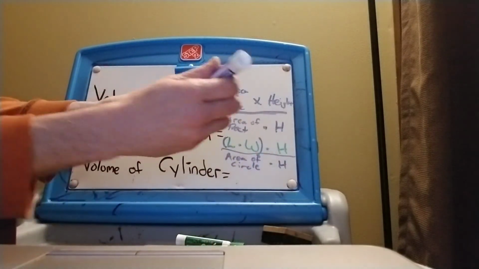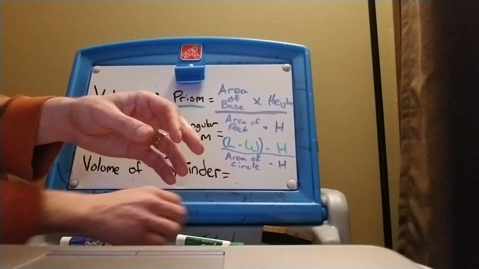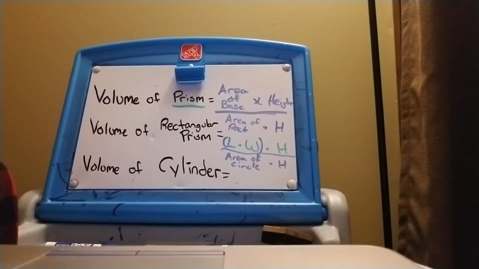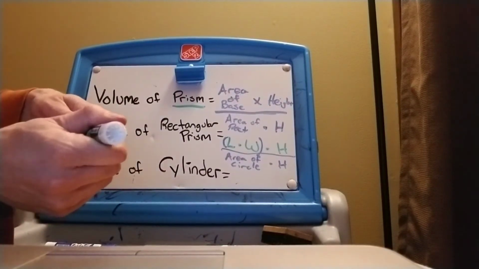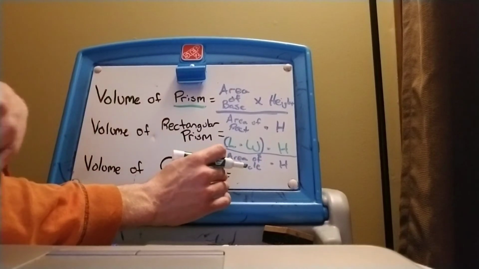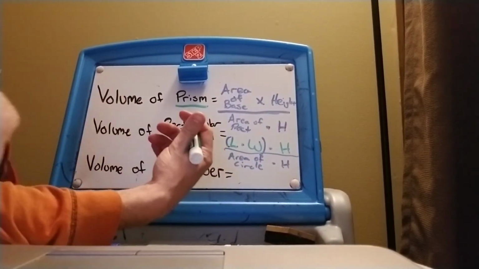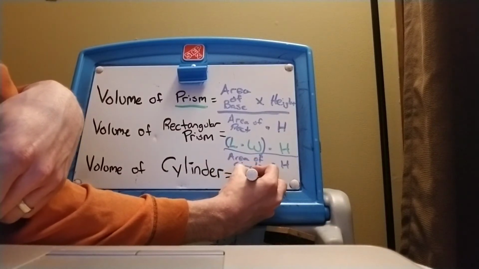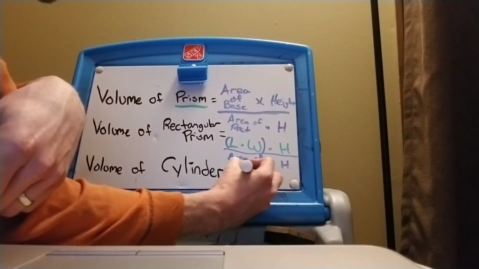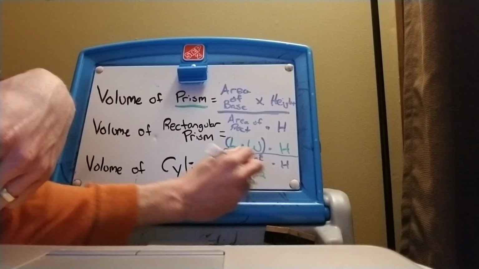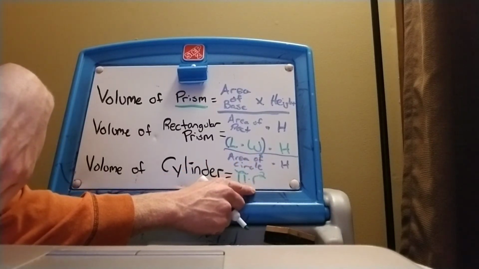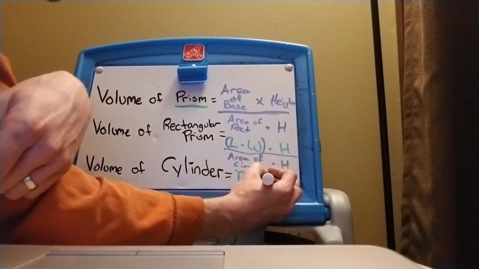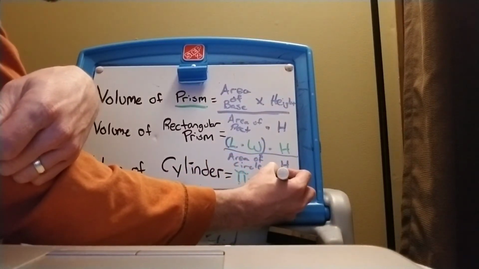Hopefully you remember, we talked about it a little bit before we left, but area of a circle, it's not pi times diameter, that's circumference. Area of a circle is pi times radius squared. That's area of a circle. So the volume of a cylinder is going to be pi times radius squared times height. All right? So pi times radius squared times height.